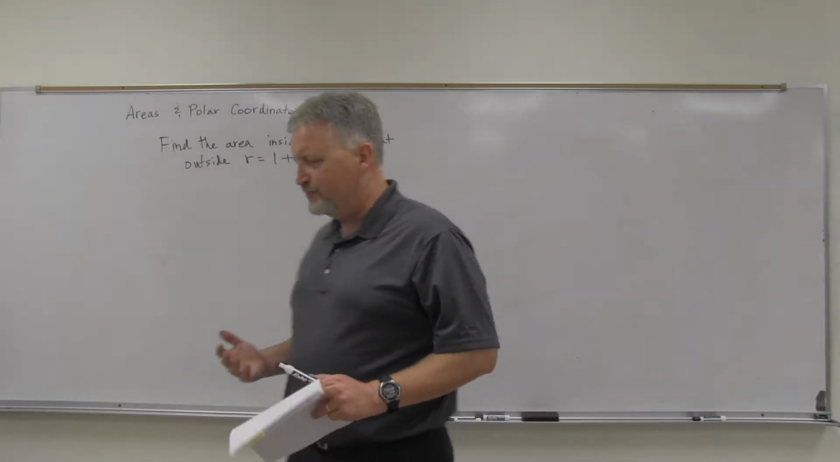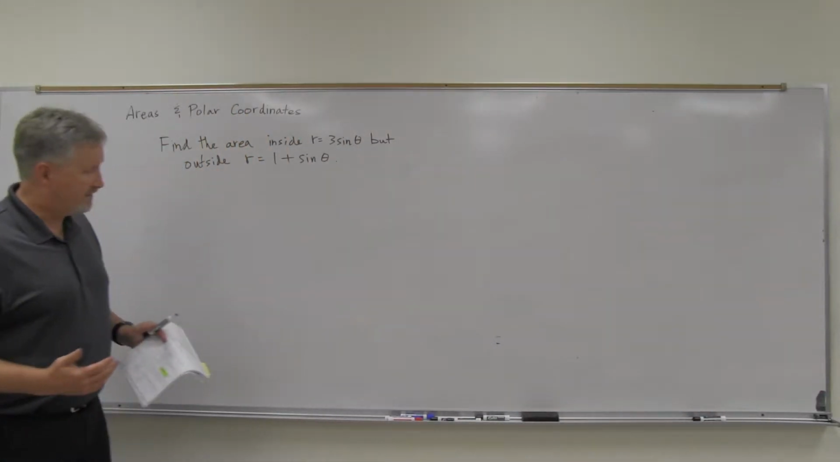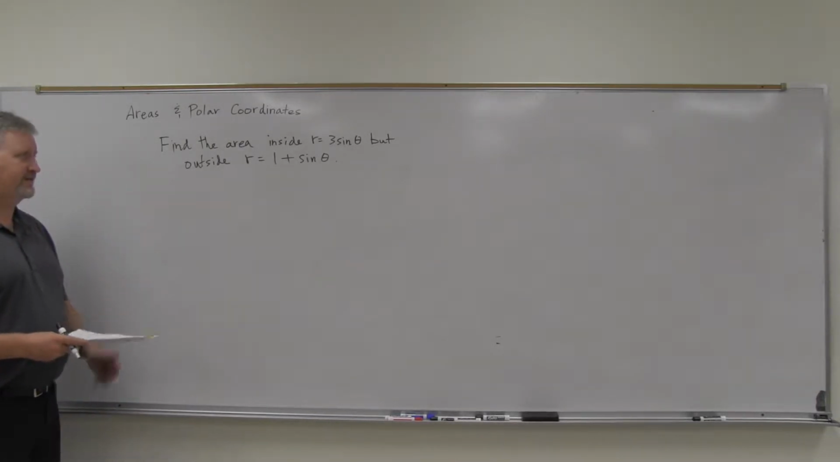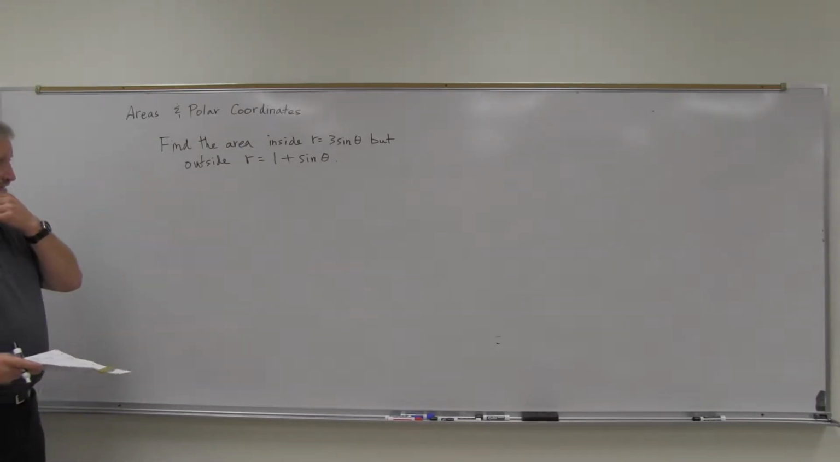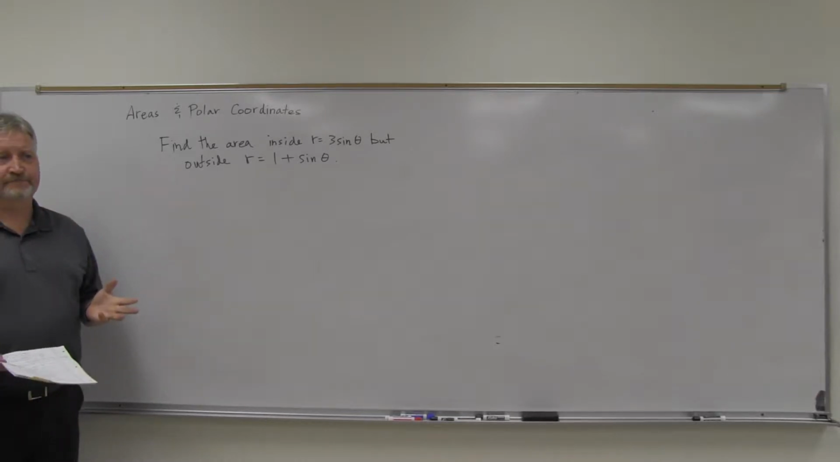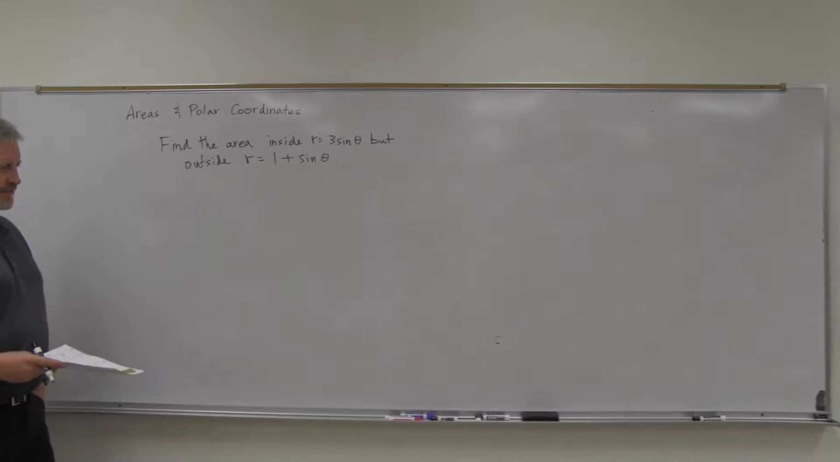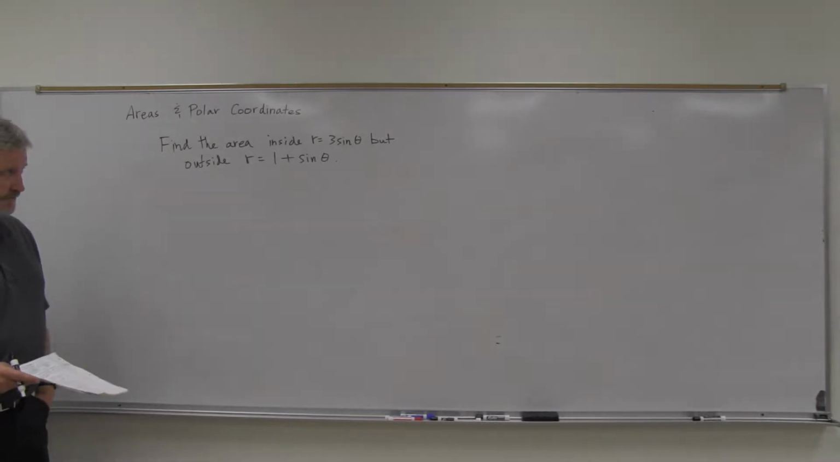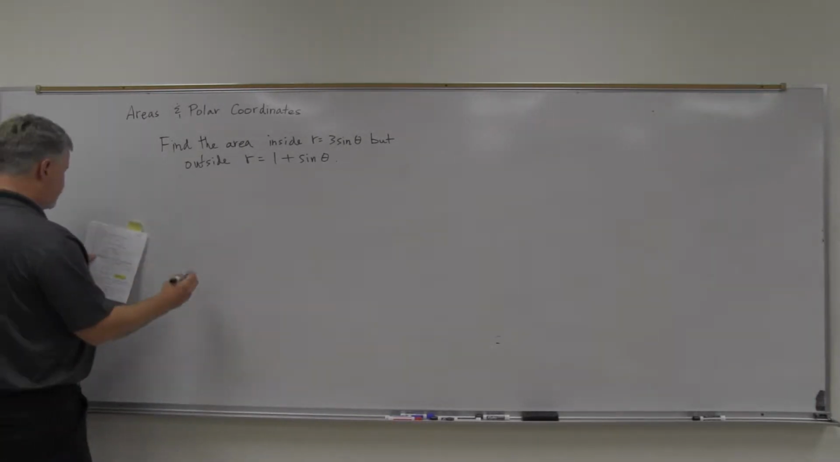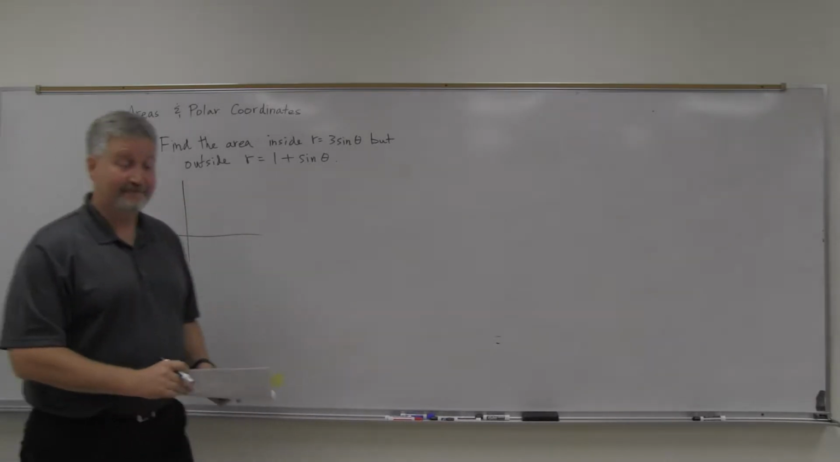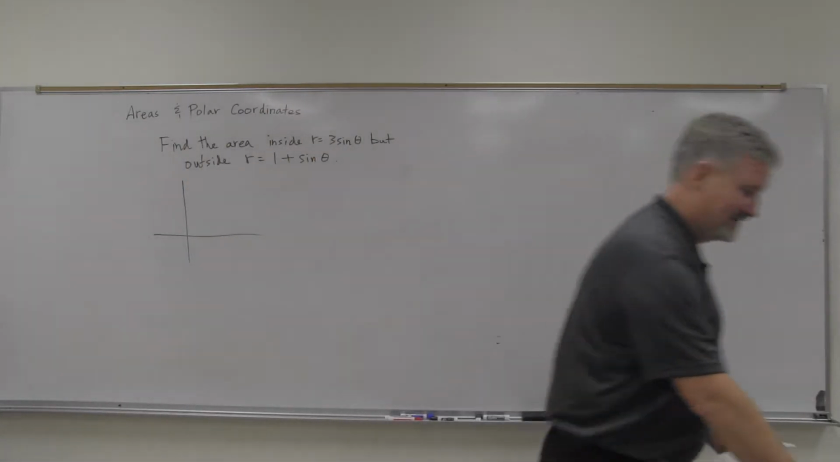When we get two polar curves involved, here's the process on this one. This is find the area inside one but outside the other. Okay, so that's one thing. Another thing we want to look at here. Let's first of all just figure out what it is we're graphing or finding the area of.